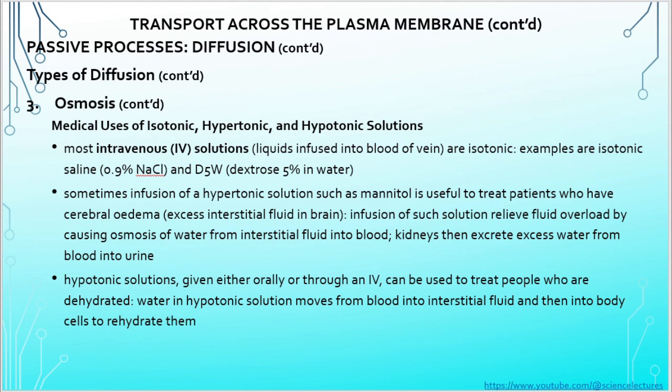Hypotonic solutions, given either orally or through an IV, can be used to treat people who are dehydrated. The water in the hypotonic solution moves from the blood into the interstitial fluid, then into the body cells to hydrate them. The water and most sports drinks that you consume to hydrate after a workout are actually hypotonic relative to your body cells.